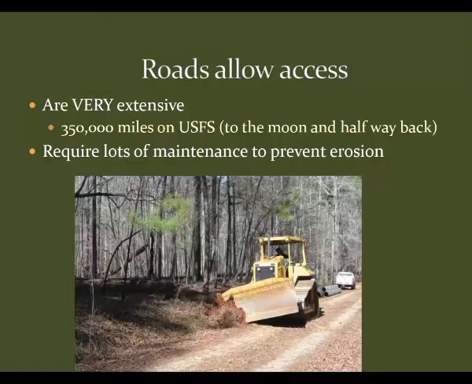So there are 350,000 miles of roads on U.S. Forest Service property. That's a distance that would get you all the way to the moon and halfway back. So that's very extensive. It's longer than the interstate highway system that we have in the U.S. if you add up all these Forest Service roads. And so it takes a lot of time and money to maintain this network that we depend on for a lot of different access issues, as we've mentioned.